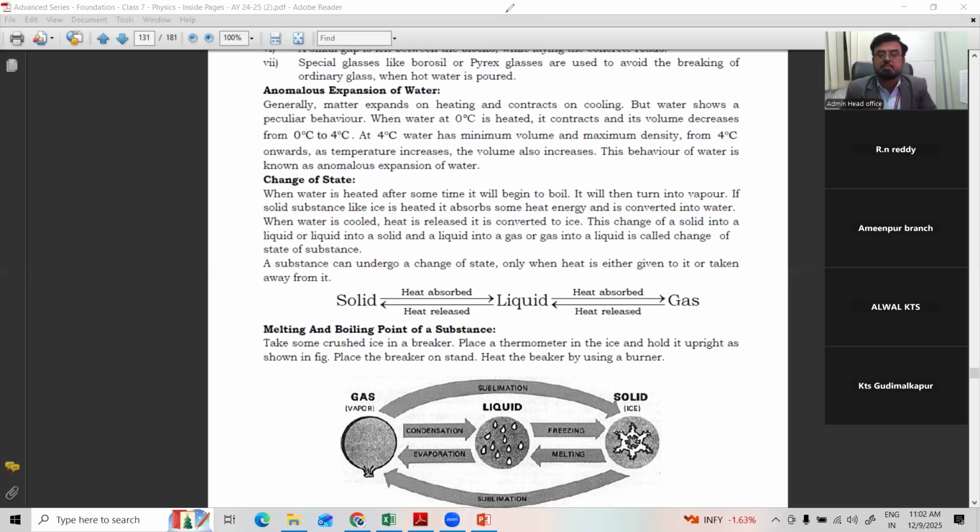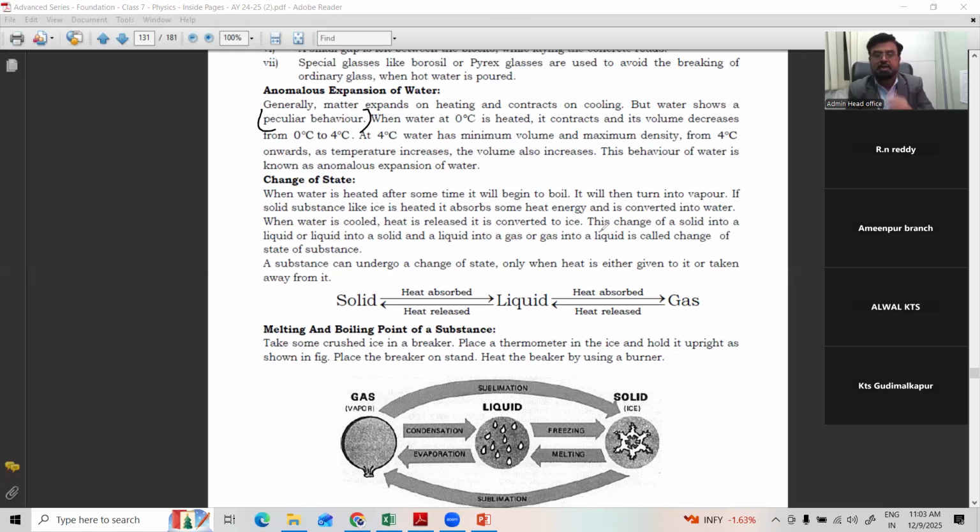Then, anomalous expansion of water. It's a very special property of water which is not there for other liquids on heating. This application, this use, is very much important in our life. See, generally, matter expands on heating and contracts on cooling. But water shows a peculiar behavior.